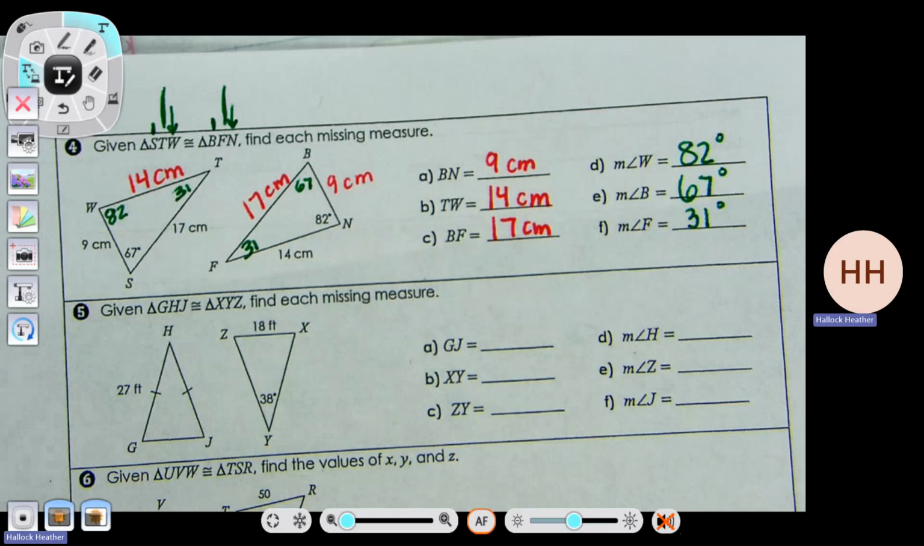So try number 5. Last one, and then we'll talk about the answers. So copy down your answers. Try number 5.